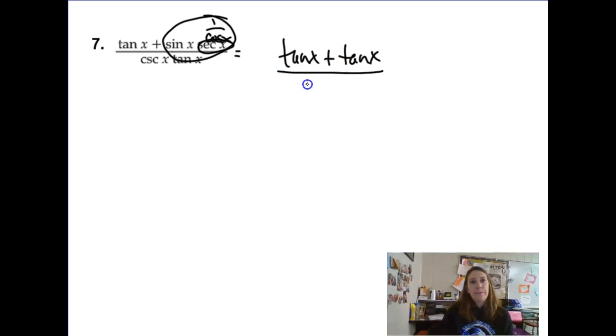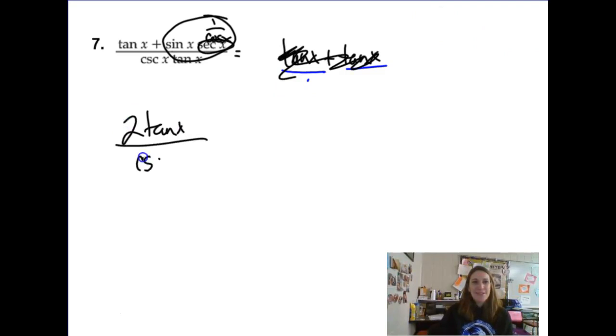over, you know what, I don't know if this is the right way to do this, but I don't care. I'm going to break up the fraction. I'm going to write cosecant x tangent x underneath each of these. Well, I guess I didn't have to do that. That was dumb. Try again. Let's call that 2 tangent x in the numerator. 2 tangent x over cosecant x tangent x.